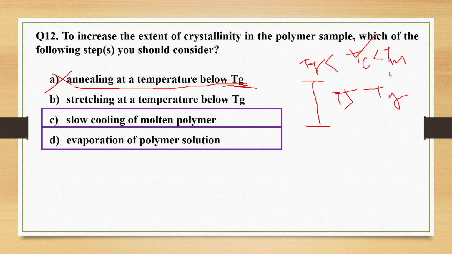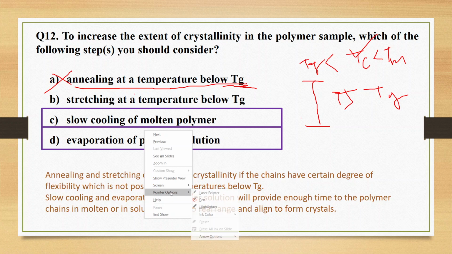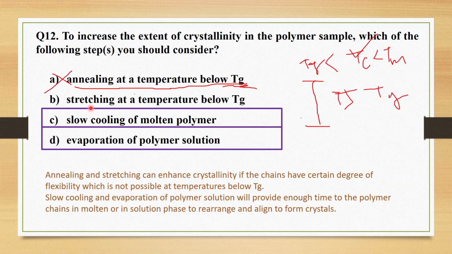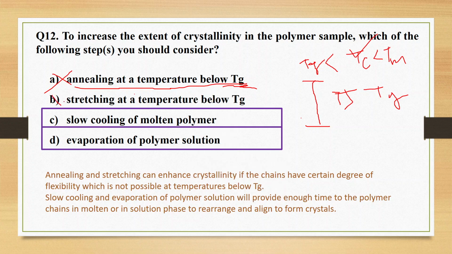As I was saying, the second option will not be correct, because obviously you cannot stretch a polymer below its Tg, because below its Tg it is like a glass. So if you try to stretch it, what will happen? It will simply break. Nothing can happen other than that. So obviously your option B will not be correct.